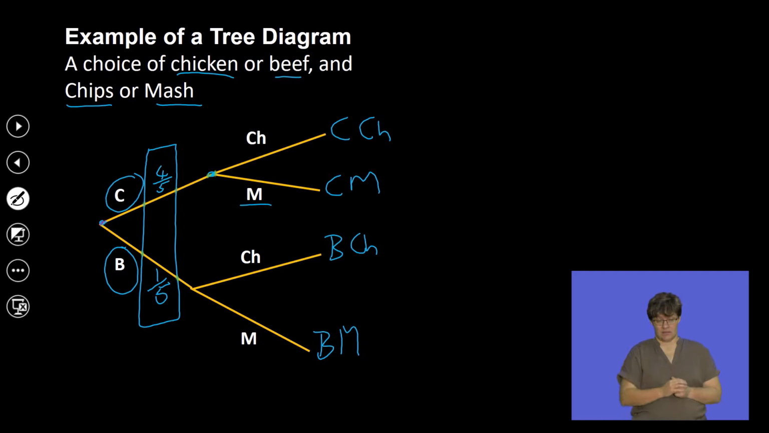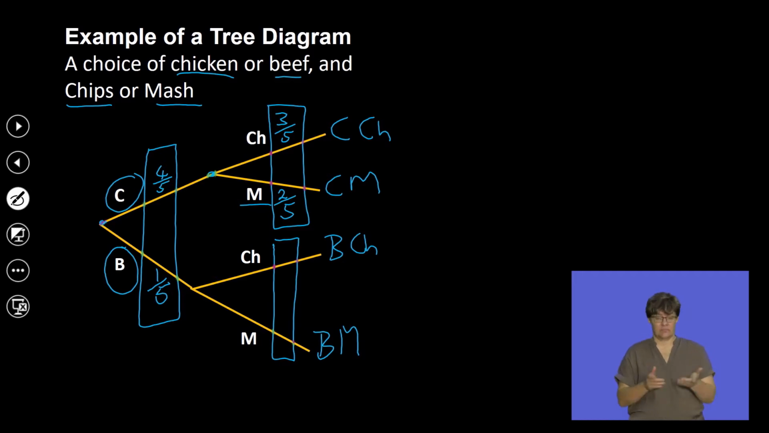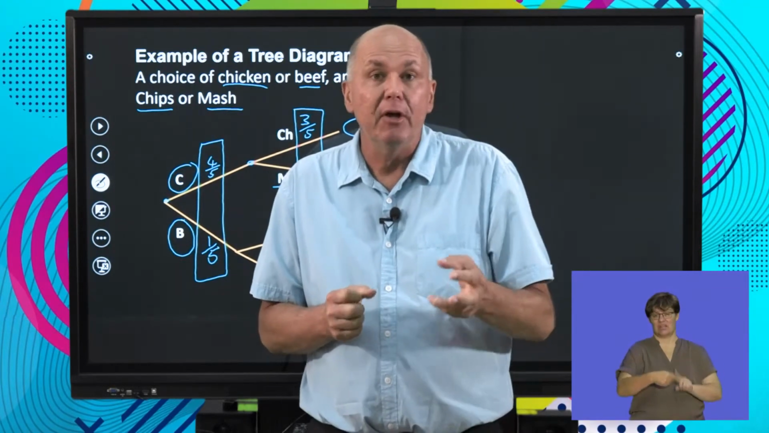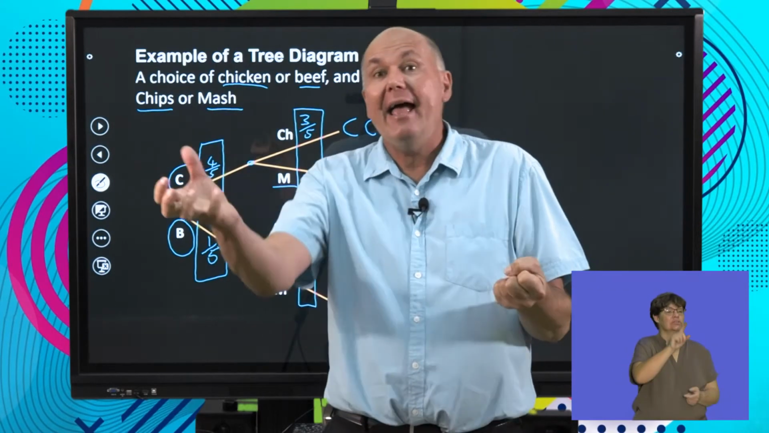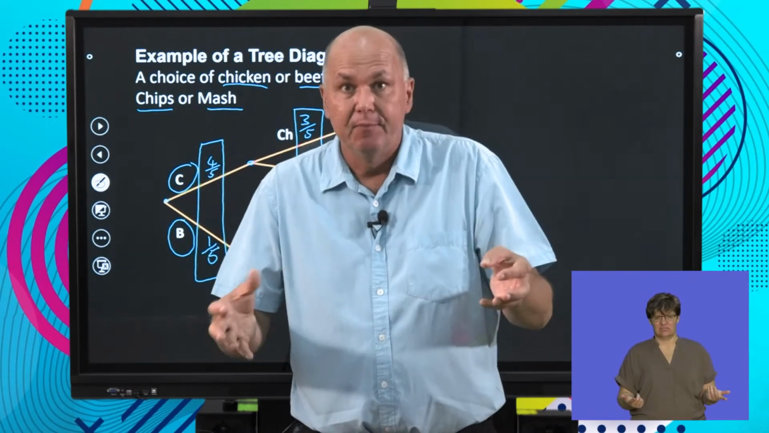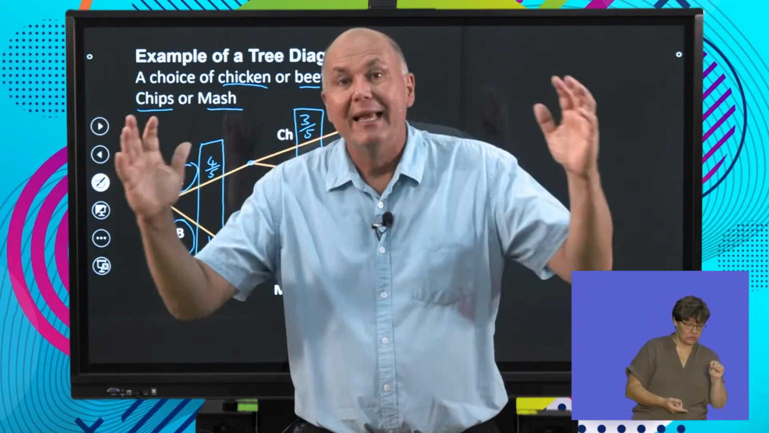And the same thing happens over here where we have chips and mash. Let's say that 3 out of 5 choose chips and 2 out of 5 choose mash. Again, these numbers add up to 1. So in the same way, we can get proportions over here. We could say when we're having beef, there could be 3 out of 5 as well and 2 out of 5. But those numbers will add up to 1. And so there becomes the addition rule, the adding together of mutually exclusive events. Remember, they don't happen at the same time. It's you're wanting chicken or chips, that combination together.